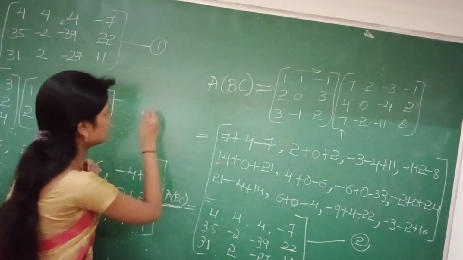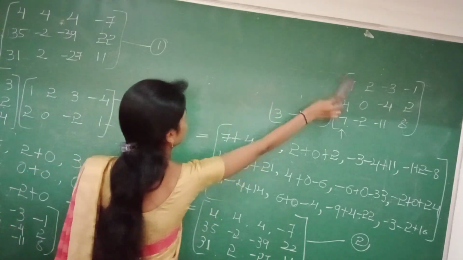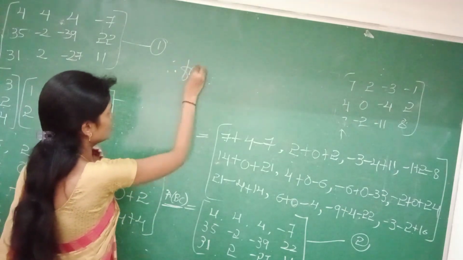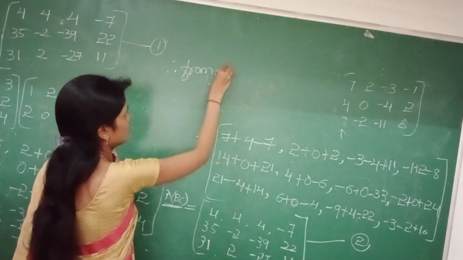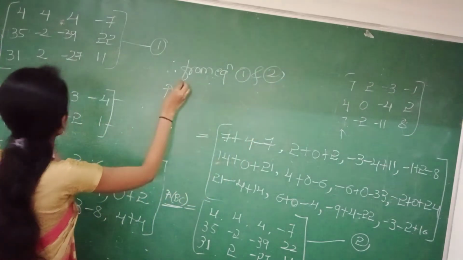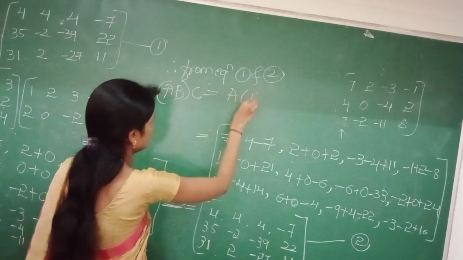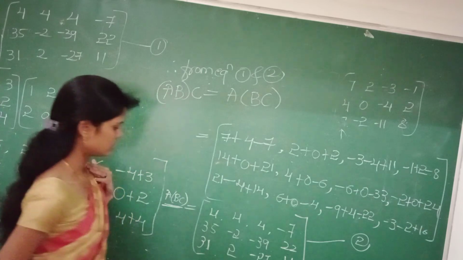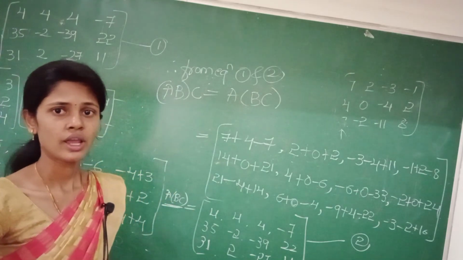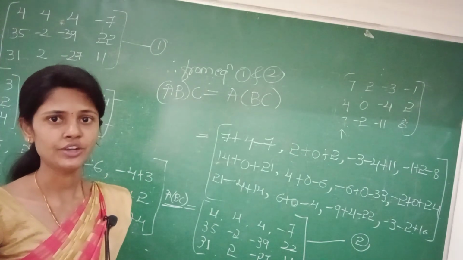That is, therefore, how you can write the result as? Therefore, from equation 1 and 2, AB into C is equals to A into BC, right? This is what the required result for the given example. That is, we have shown AB into C is equals to A into BC.